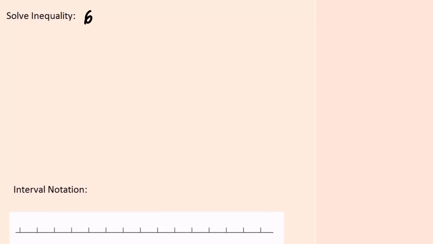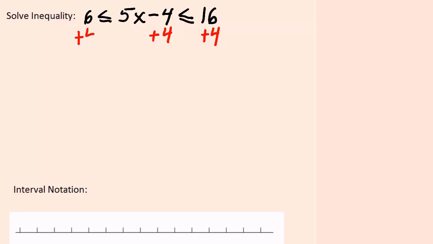Now we're going to solve a three-part inequality. 6 is less than or equal to 5x minus 4, which is less than or equal to 16, rather. All right, our goal is to trap the variables between the constants. To do this, I have to move the constant negative 4 out to the ends where the constants are. So I add 4 to all three parts of this three-part inequality.